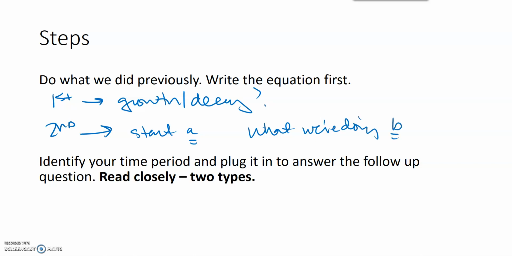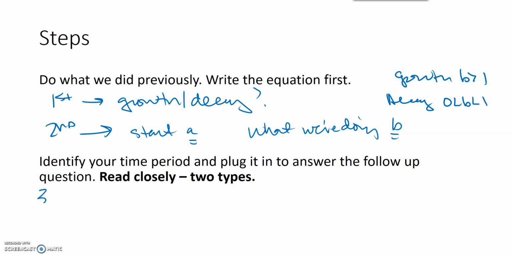Now remember, if it's growth, B is greater than 1. If it's decay, B is between 0 and 1. We've done a lot of work with that, so hopefully that idea is already in your head. That's our first 2 read-throughs. That's what we've done previously.